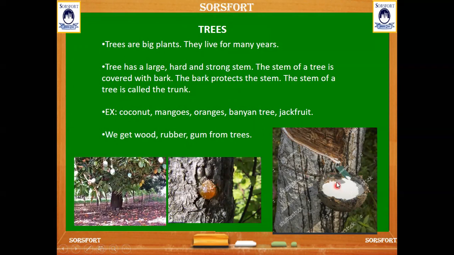This is a rubber tree. Their stem is a large, hard and strong stem. The stem of the tree is covered with bark. This bark protects the stem. And the stem of a tree we call the trunk. This part we can see, we call the trunk. What all do we get from the trees? We get fruits, wood, rubber and gum from the trees.